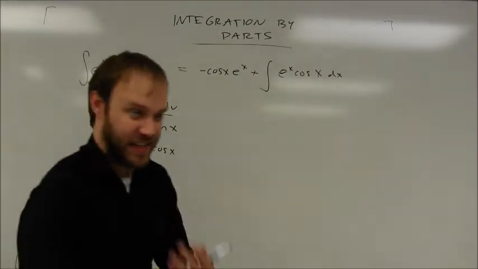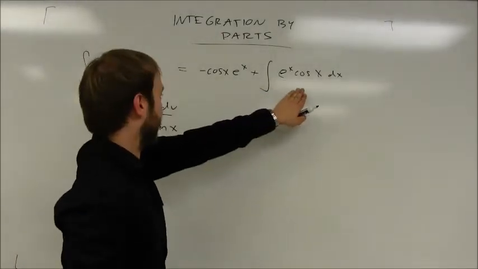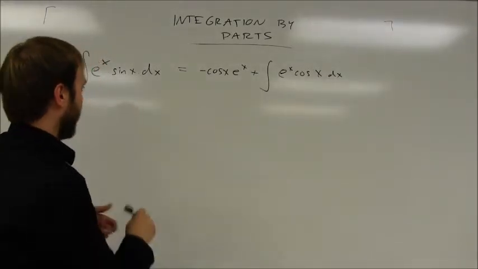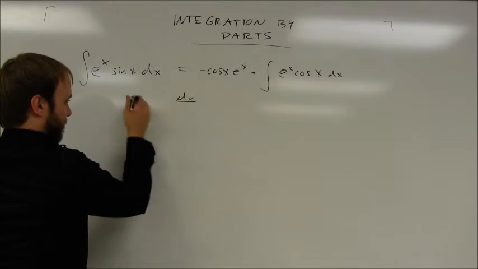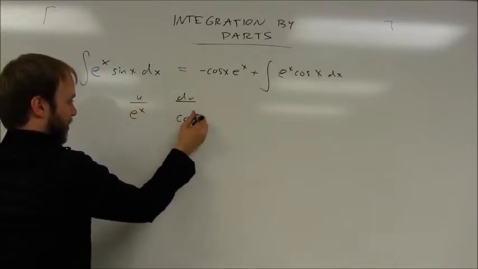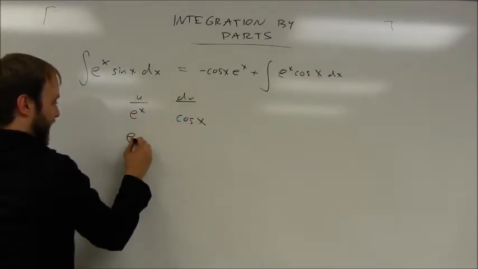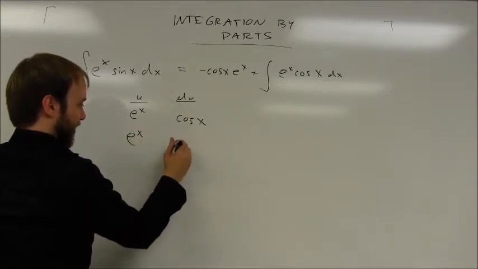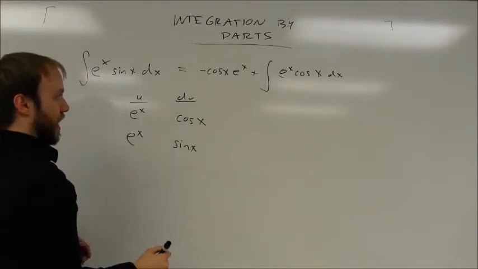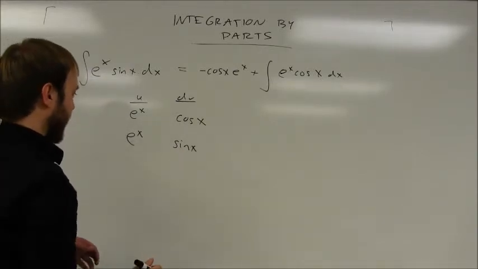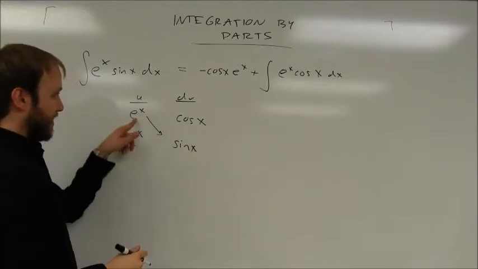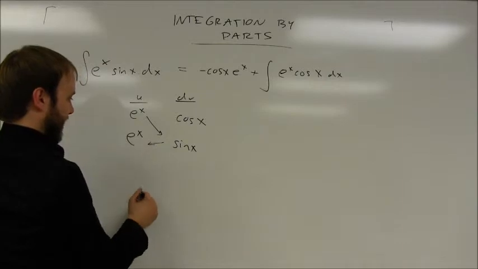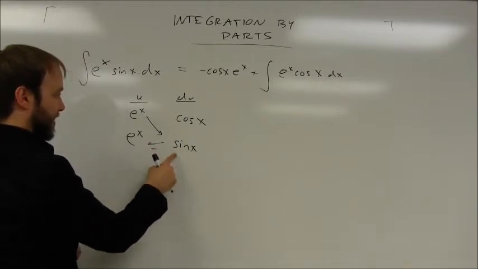Now, I've got to continue with this. So you see here I have an integral of e to the x cosine of x. Okay, something real interesting is going to happen here. I'm going to do my u and my dv, and I'm going to do an e to the x, and I'm going to do a cosine of x. Well, derivative of e to the x is just e to the x. The integral of cosine of x is sine of x. Okay, so what I'm going to end up getting here is an e to the x sine of x minus the integral of e to the x times sine of x.